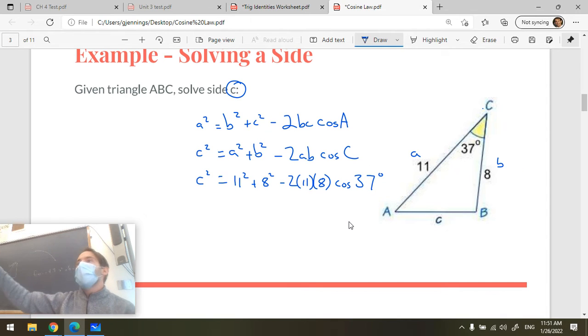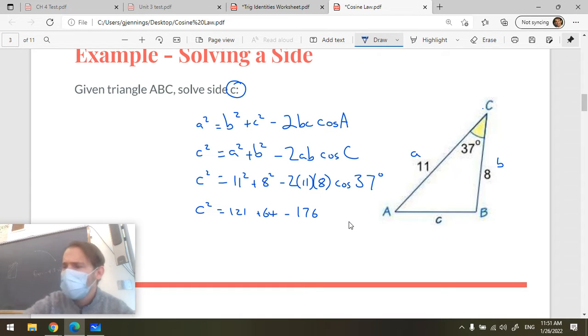Okay, second most common mistake is to then work this out and say C is therefore equal to 200 or something. How can I have a triangle with 11, 8, and 200? Not possible. Okay, that's a long stick with two wavy things on either side. That ain't no triangle. They don't touch. Okay, so now let's work this out. C squared is equal to 121 plus 64 minus 2 times 11. That's 22. 22 times 8 is 176. 176 times the cosine of 37.